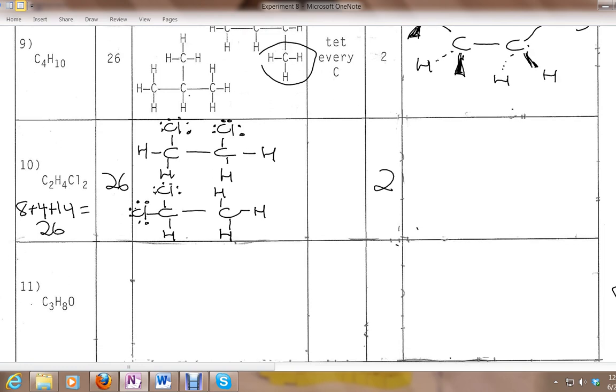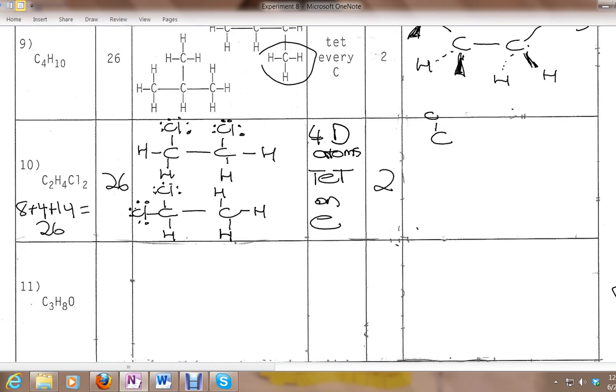So for the structure, again, we have the 4 bonds to the carbon, right? 4 of them are bonds, 0 lone pairs, 4 domains in which all of them are atoms, no lone pairs. So it's going to be tetrahedral on every carbon.